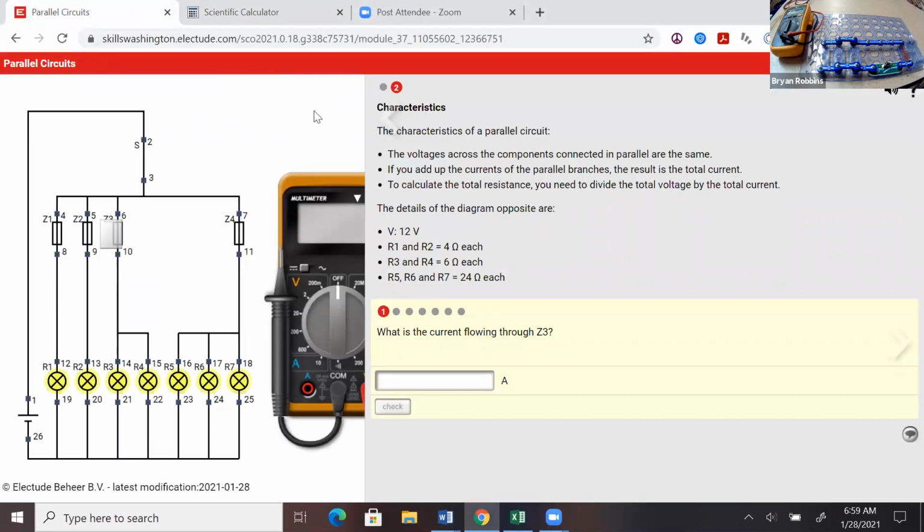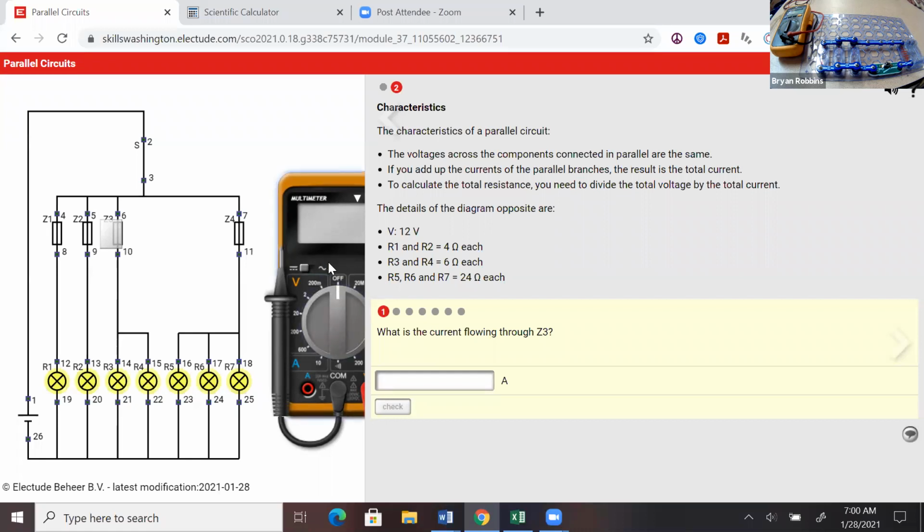So we have here a nice example circuit, and we're going to calculate current flowing through various areas of this circuit. The first question here is, what is the current flowing through Z3? So let's find Z3 on our circuit. Here are all the Z's up here: Z1, Z2, here's Z3. And we find that this little connection point Z3 operates these 2 light bulbs right here. So how much current is flowing through it?